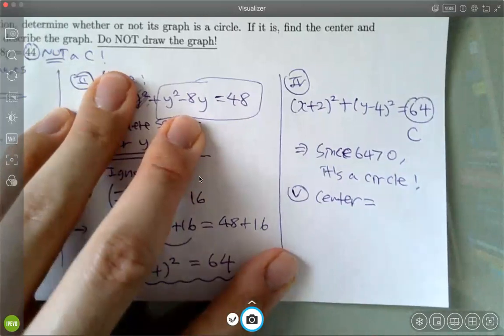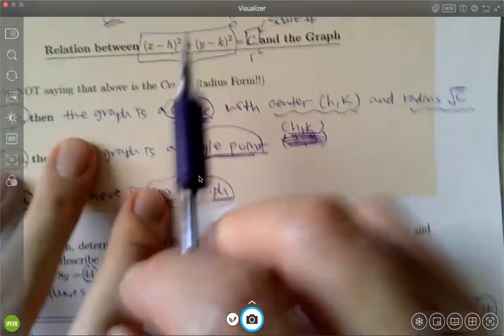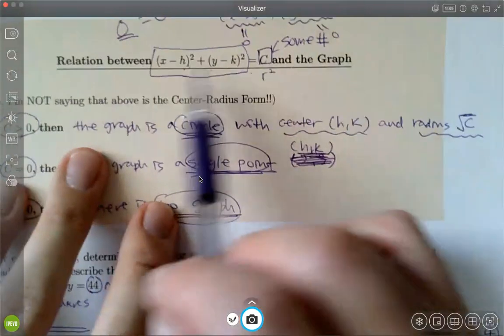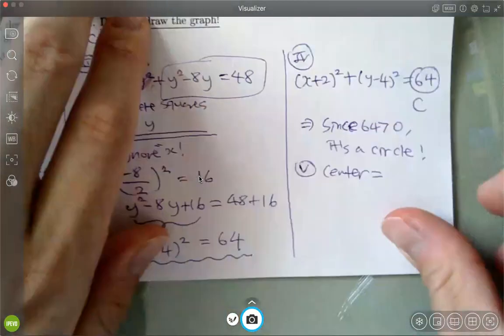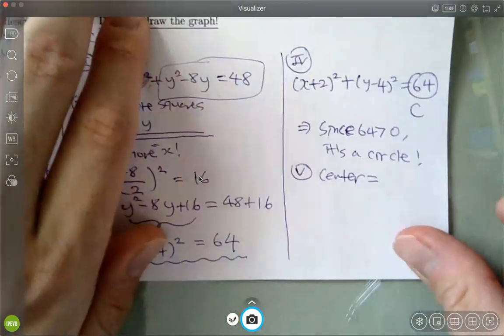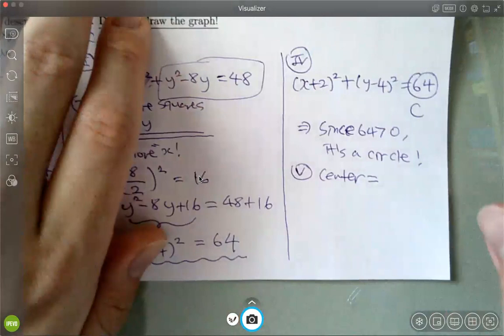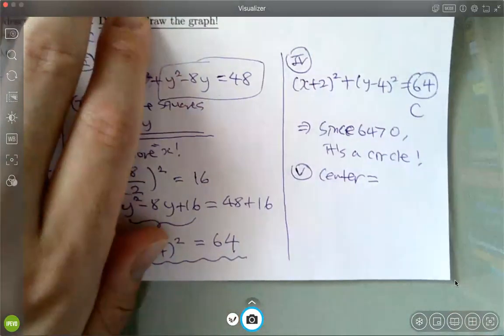Okay, so again, we have to use what? H and K, right? So we have to identify H and K. What is h here? H would be -2. -2, yes.